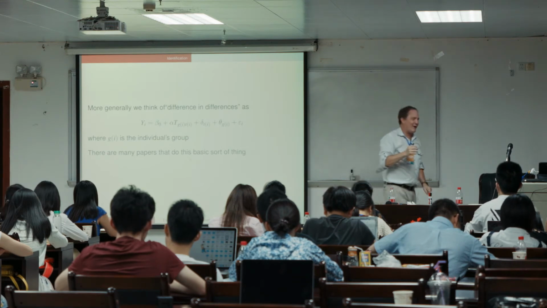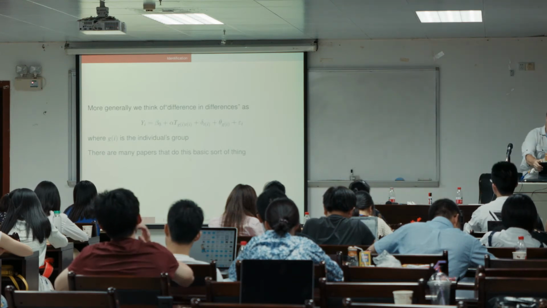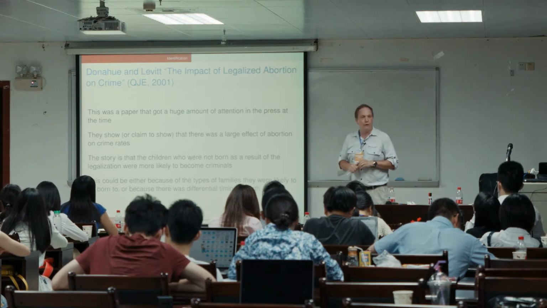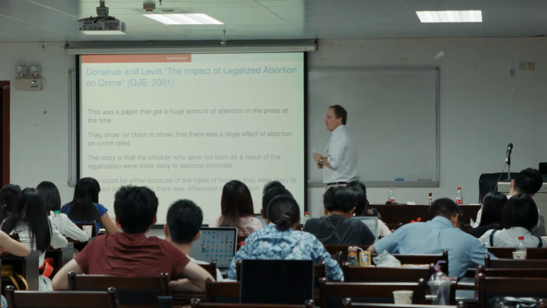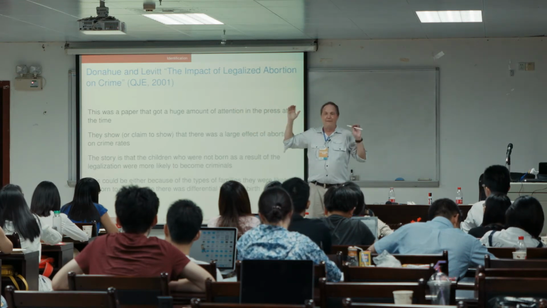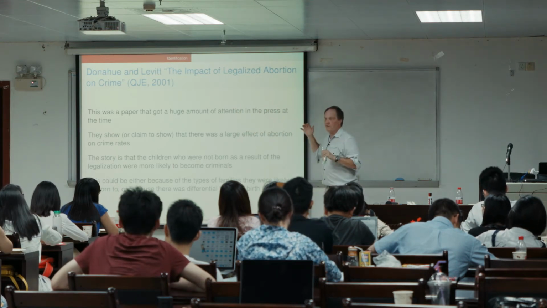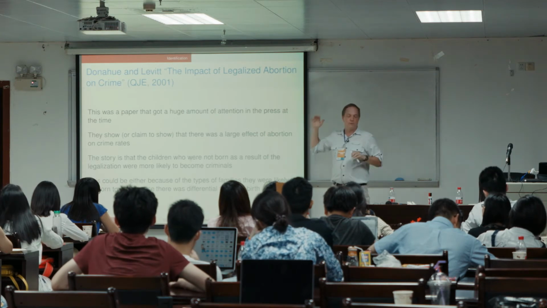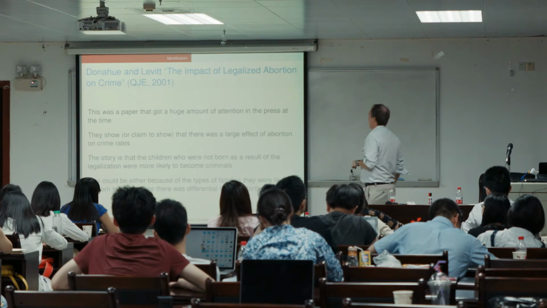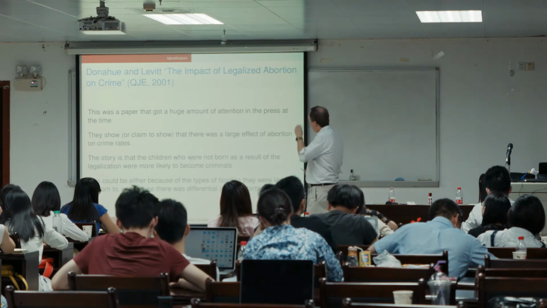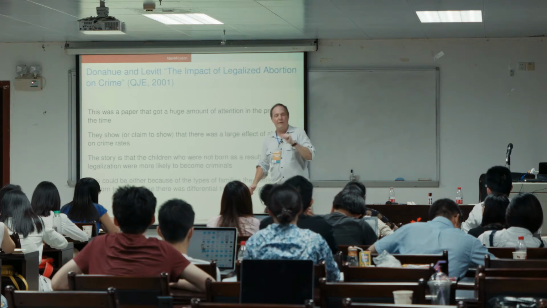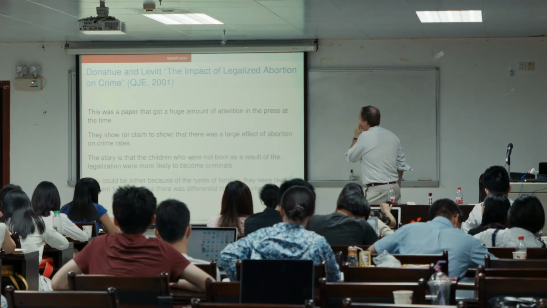Okay, so the paper that I want to talk about is, if you've read Freakonomics, you've heard of this example. This was the paper that made Steve Levitt Mr. Freakonomics. At the time this paper was published, it was on the front page of the New York Times. It got all kinds of attention. And I think everybody hated it. I can talk about why everybody hated it a little bit.